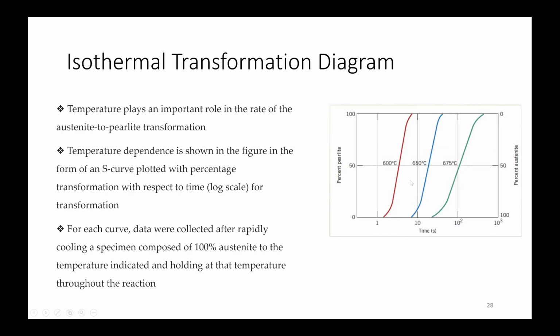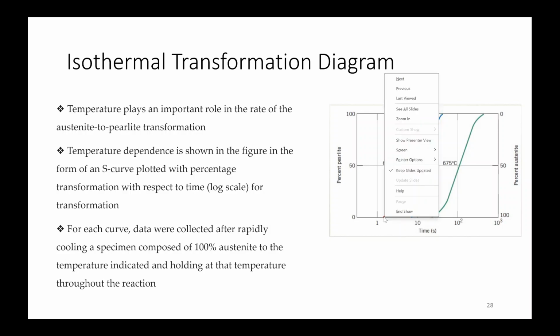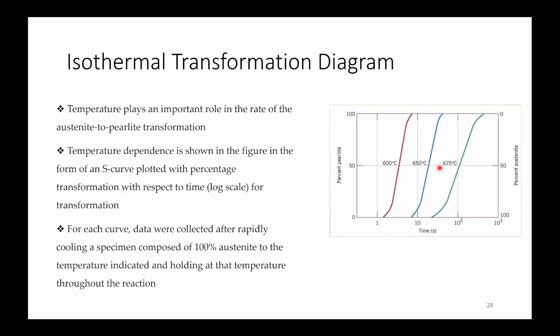These are the cooling curves. These are the curves with time. For example, at this point your percentage of pearlite is 0, the whole percent is austenite. Here your transformation is started, and it will be in the form of an S curve, and it will reach 100 at this point. So from here to here it will be your transformation time. This is your incubation period, up to which point your transformation is starting.